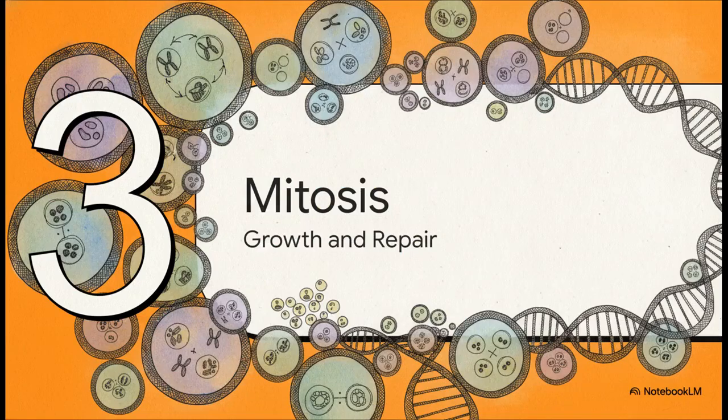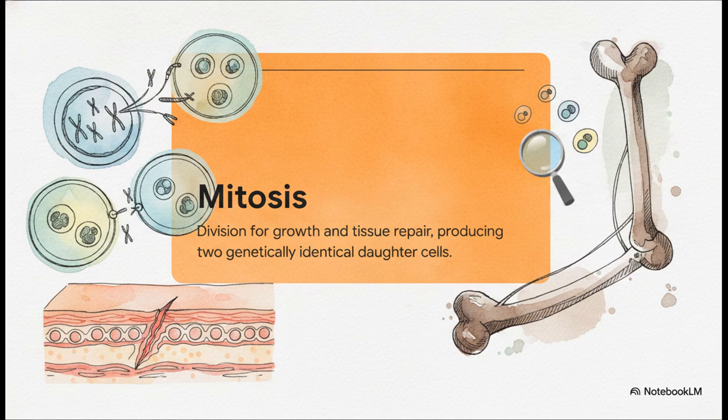So, having fully prepared, let's jump to section 3 and explore mitosis, growth, and repair. Before we get bogged down in the dense, phase-by-phase terminology, we really need to anchor our understanding on the specific purpose of this exact type of division. Mitosis is all about your body's growth and tissue repair. The whole goal here is to create genetically identical daughter cells. Zero variation, just perfect clones designed to heal a cut on your finger or grow a piece of bone.